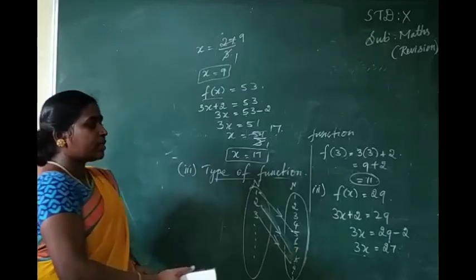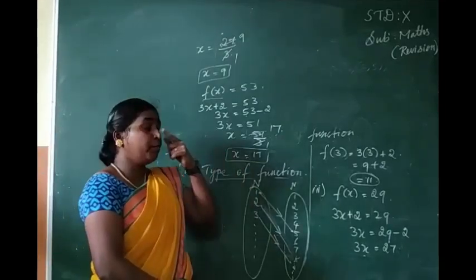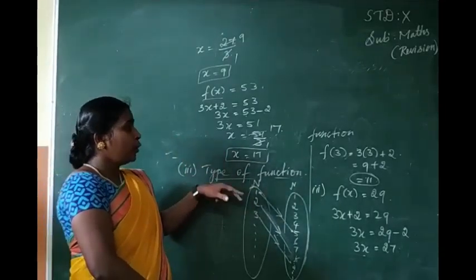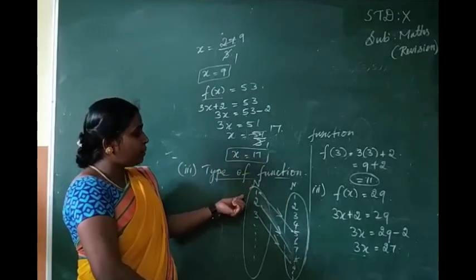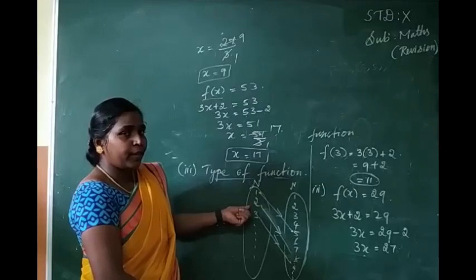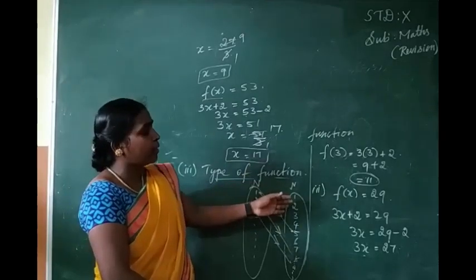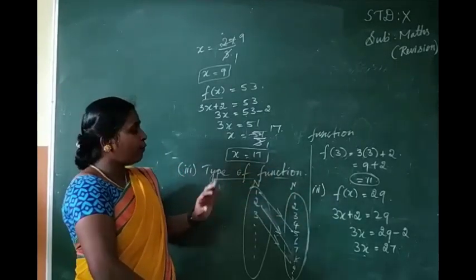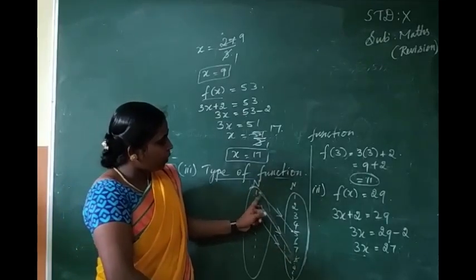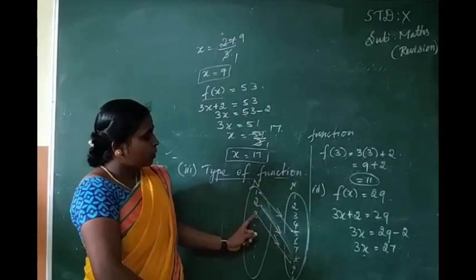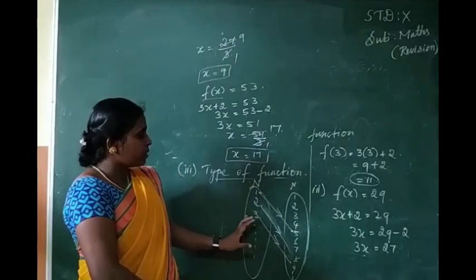Okay, now you see, you want to find the type of function. Before writing the type of function, you want to know the definition of each type. One-one function means distinct elements of A have distinct images in B. Now you check whether it is one-one. So 1, 2, 3 are separate elements with separate images. Okay, that is satisfying.